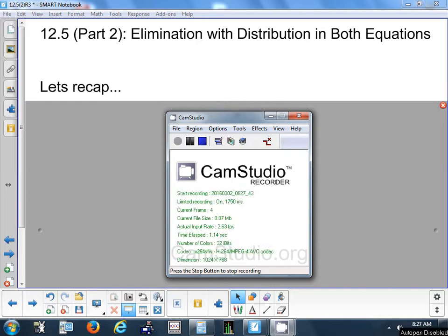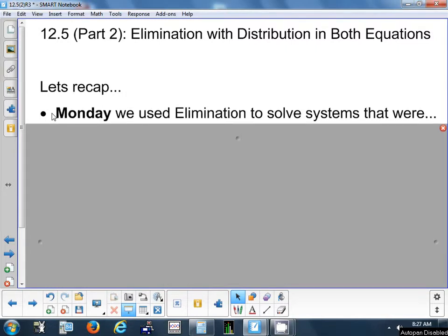Today, just to start off with, a quick little recap of the stuff that we've done the last couple of days. Think of the first couple problems that we did in the review today. We used elimination to solve systems that were what, Logan? The stuff we did Monday. We had systems and we used elimination. How are those problems set up? Do we have to use any multiplication or anything like that? No. No, right? Brian?